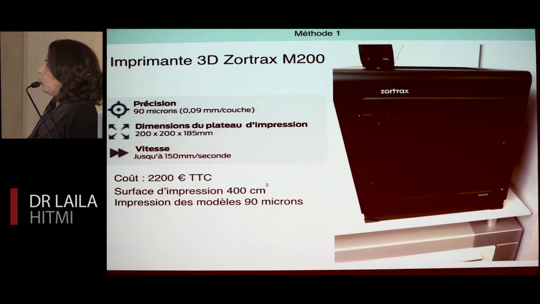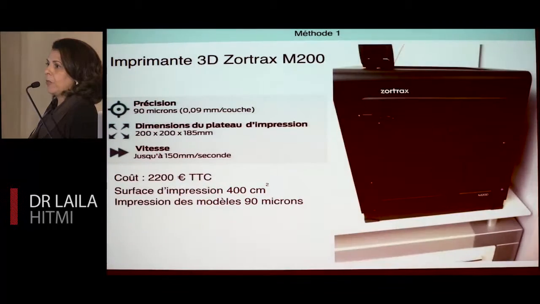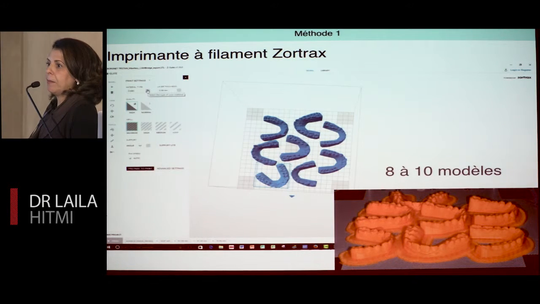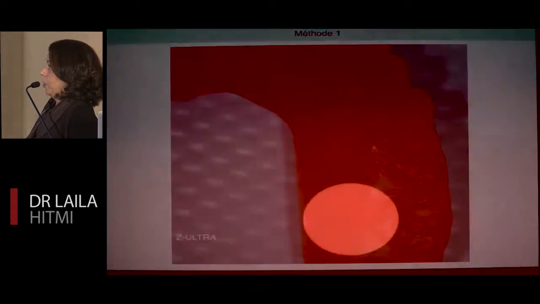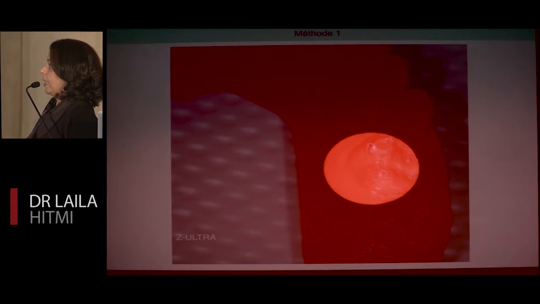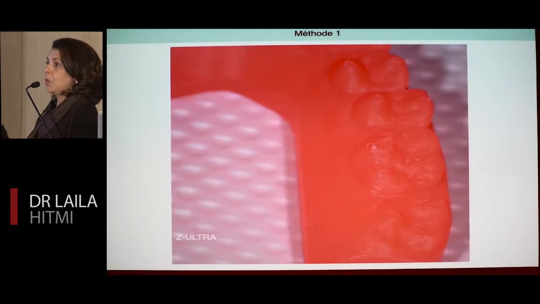The advantage versus the previous one is the tray size. It's twice as big. 400 square centimeters, so you can print 8 to 10 models. The downside with this printer is here. I don't know if you can see this. Look at the cuspid tips. They are not accurate. And for indirect bonding, it's a huge problem.